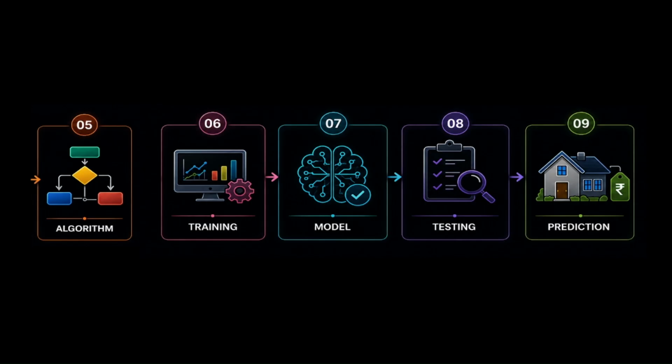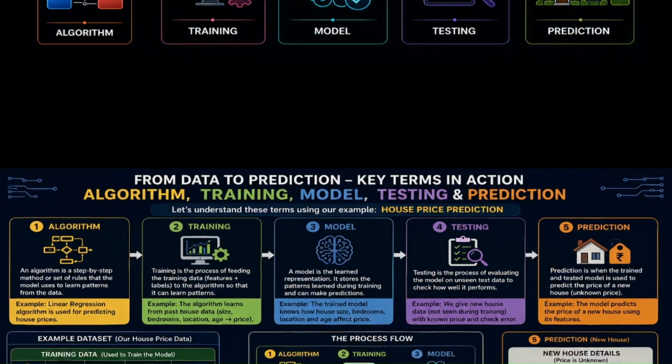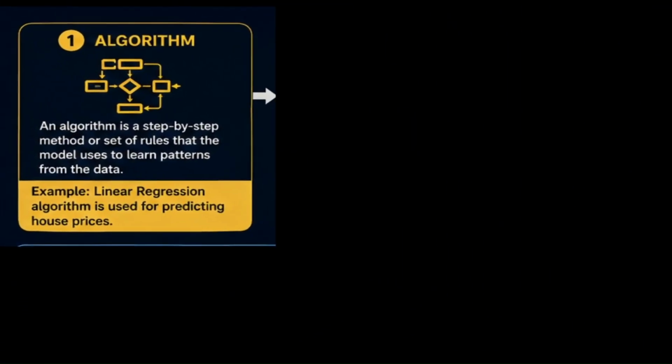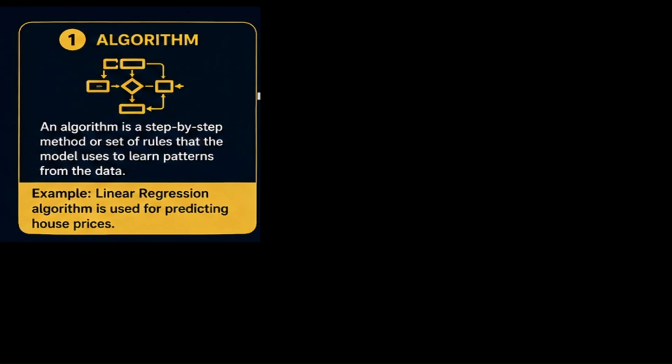Now we will talk about all five terms together: algorithm, training, model, testing, and prediction. So, here is the entire information about all these five terms. Let's start with the term algorithm.